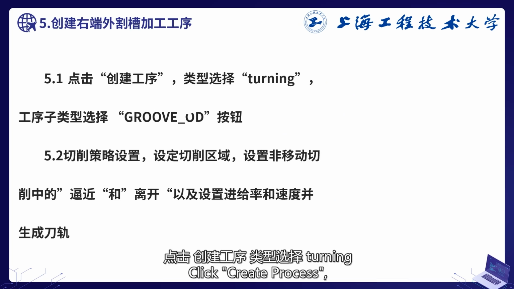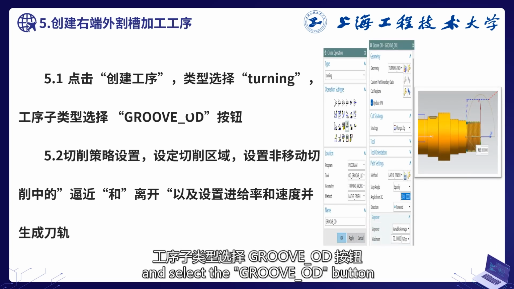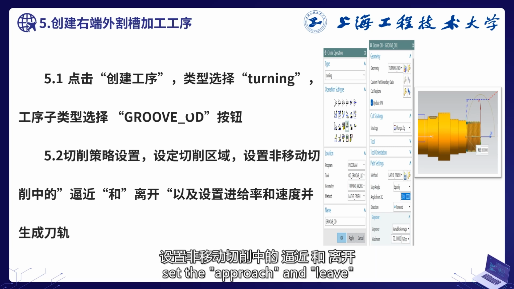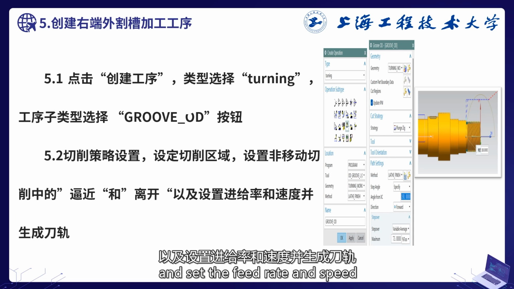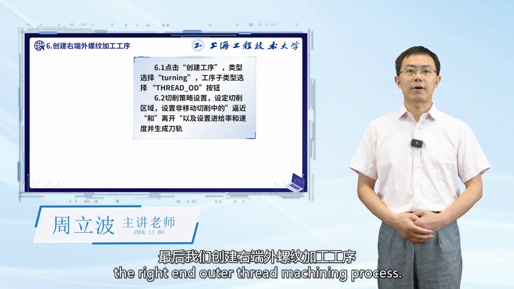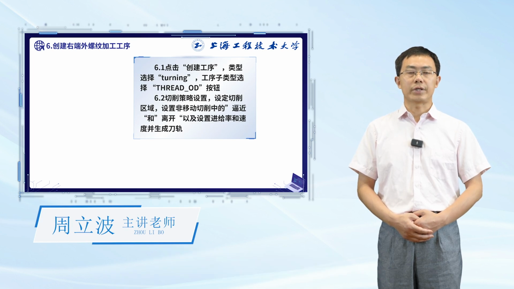Then we create the right end outer grooving machining process. Click Create Process. Select Turning for the type, and select the Groove OD button for the process subtype. Set the cutting strategy. Set the cutting area. Set the approach and leave in the non-moving cutting, and set the feed rate and speed, and generate the tool path.